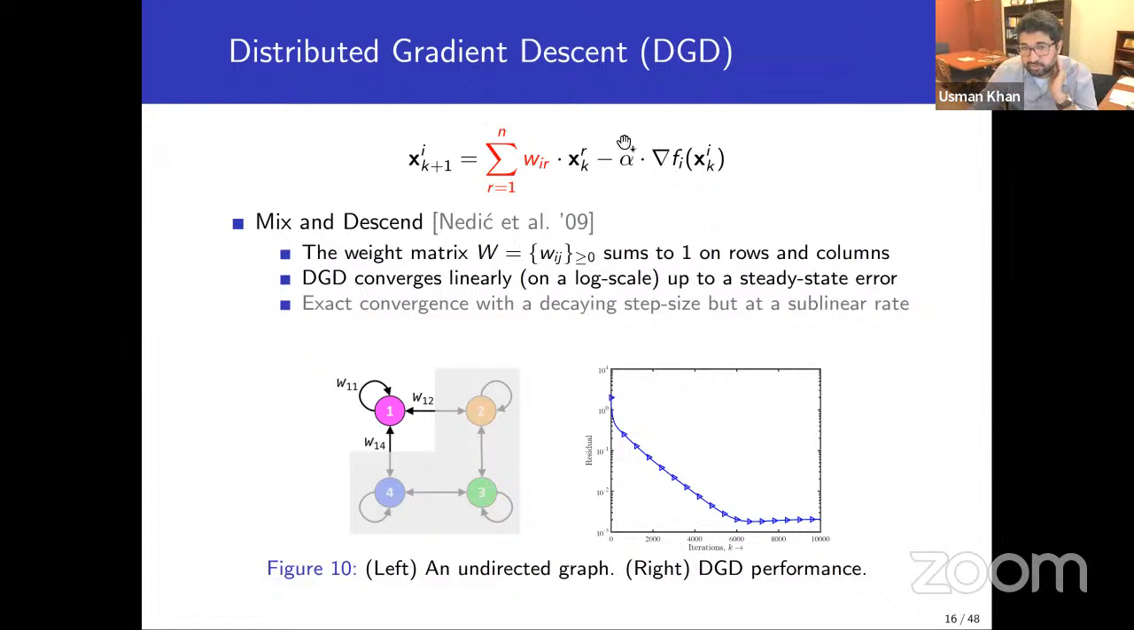And this is when we choose a fixed step size alpha. If we want this algorithm to converge to the global X star and remove the steady state error, that is possible, exact convergence, but we need to choose a decaying step size. And if we choose a decaying step size, then we lose the linear nature and the rate becomes sublinear.